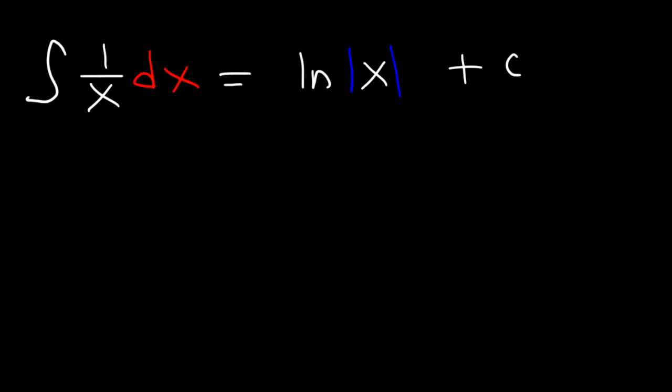Now we need to put an absolute value around the x. You can't have a negative number inside a natural log function. So we need the absolute value there.